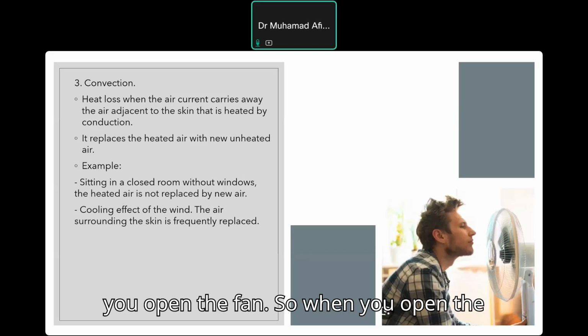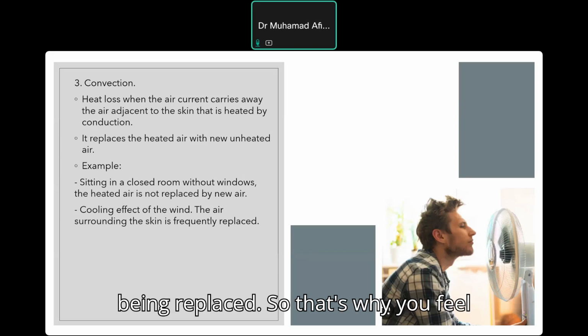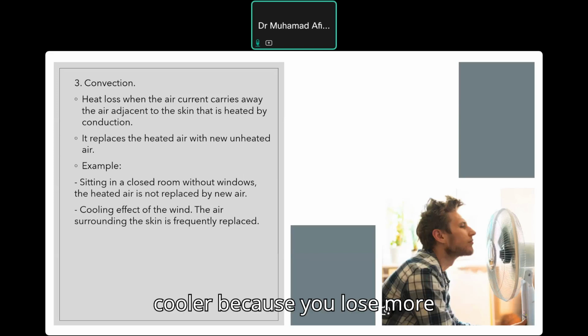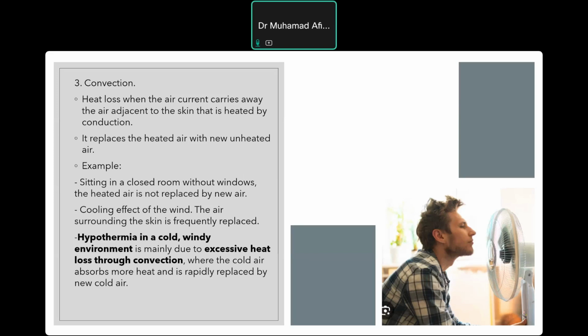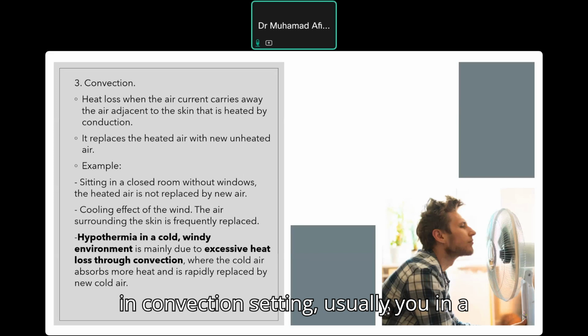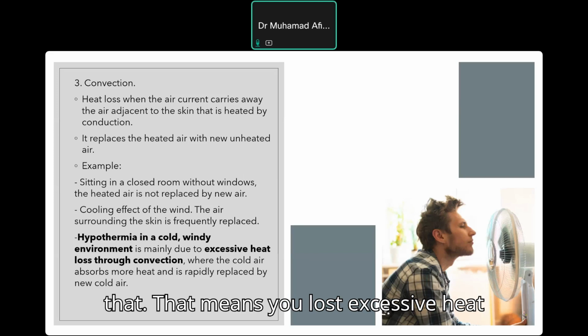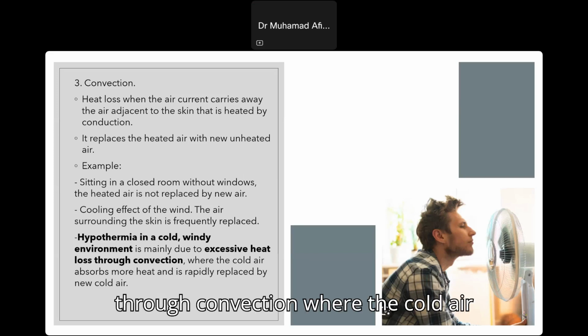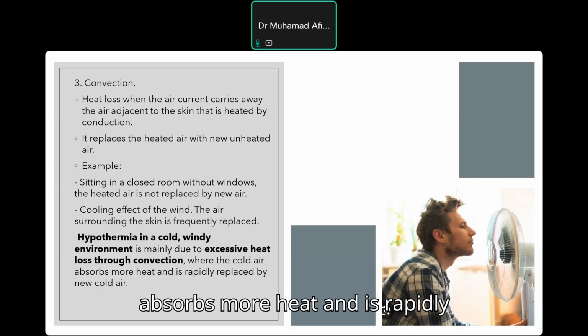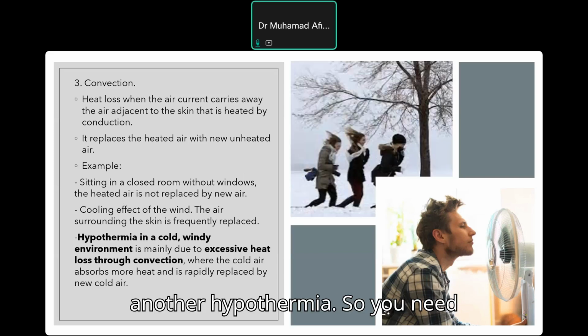The classic example is when you turn on the fan. When you turn on the fan, the air keeps on being replaced. That's why you feel cooler, because you lose more heat from the body. If you want to develop hypothermia in a convection setting, usually you are in a cool, windy environment, like a blizzard. That means you lose excessive heat through convection, where the cold air absorbs more heat and is rapidly replaced by new cold air. This is an example of another cause of hypothermia.